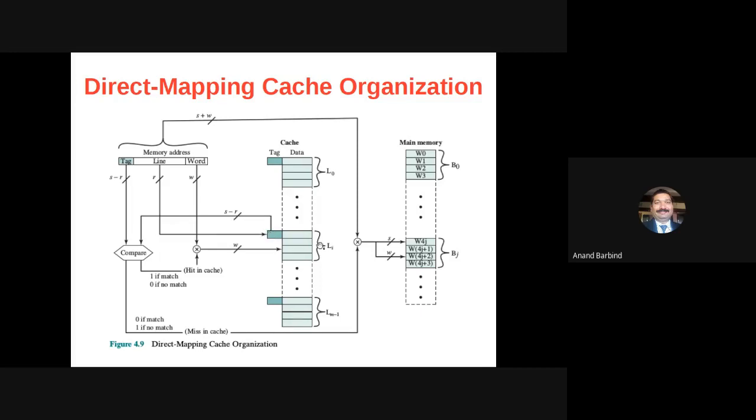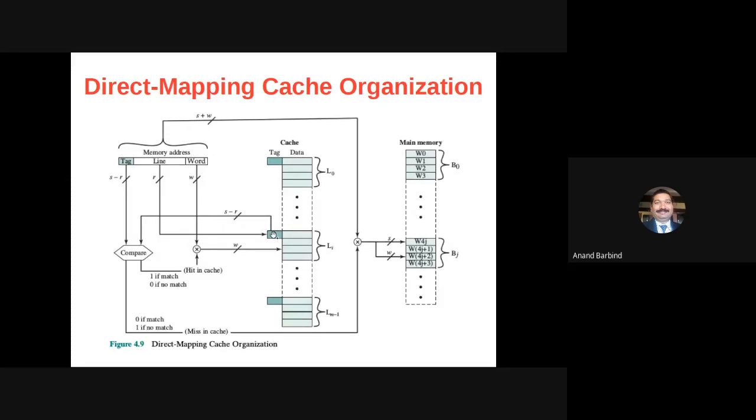So that if the next word is required from this particular block, all the words in this block have the same tag. If you see, the upper s minus r bits of this block are the same. Only the bits for the line number and the word number are going to change. So for all the words in a given block, the tag is the same. That is why this tag is stored here.